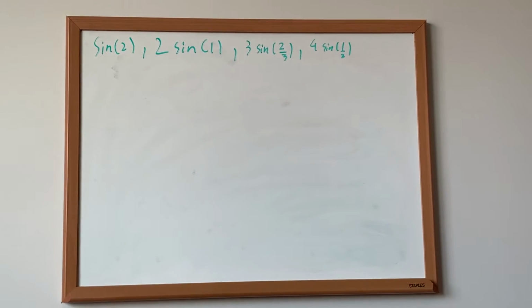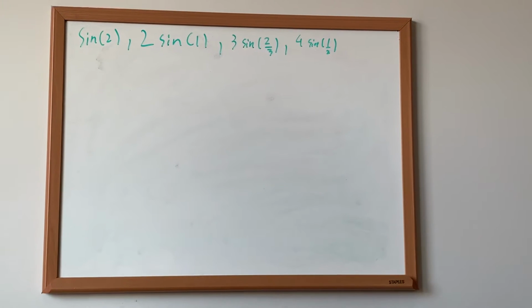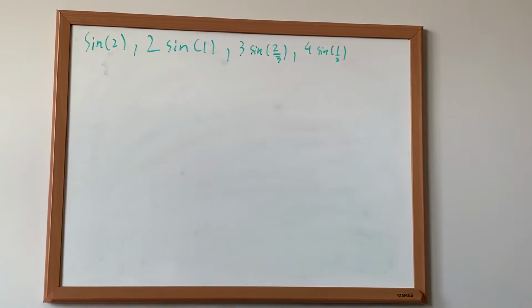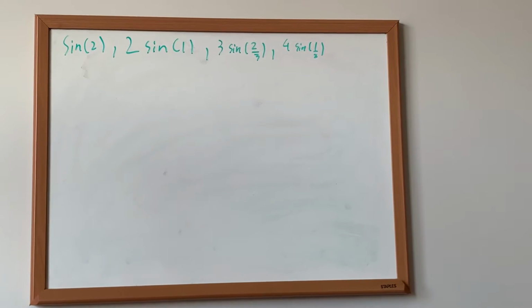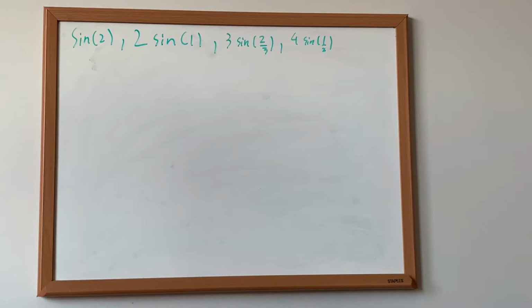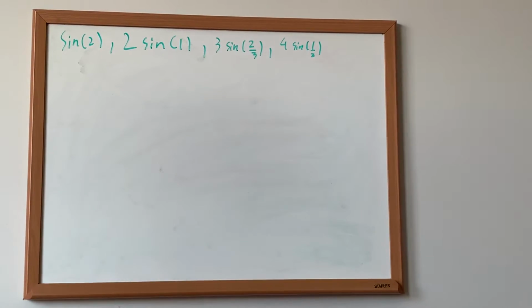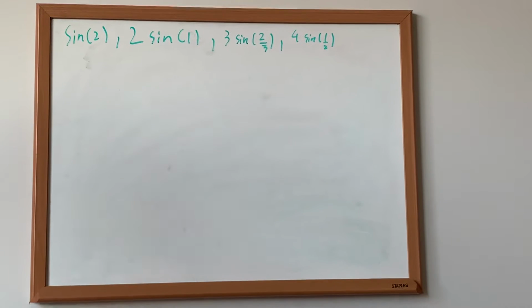I'm Kian, and today I'm going to teach you how to prove if a sequence is convergent or divergent, and also if a series is convergent or divergent. If you have the sequence but we don't know the formula for a sub n, the sequence terms are sine of 2, 2 times sine of 1, 3 times sine of 2/3, and 4 times sine of 1 over 2.